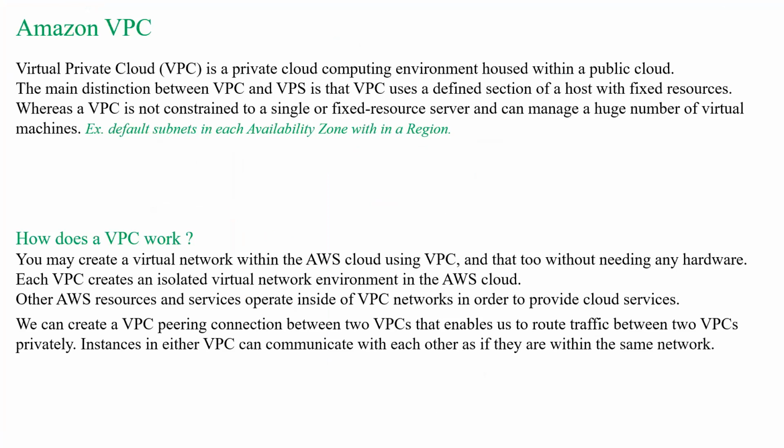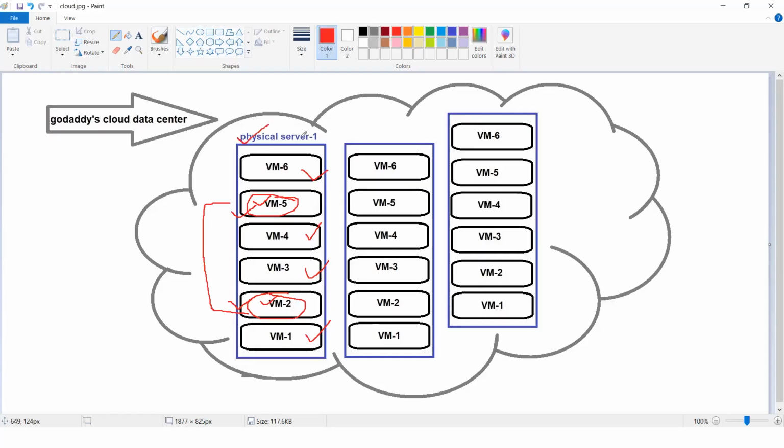So we can create a VPC peering connection between two VPCs as well. That enables us to route traffic between two virtual private clouds privately. So instances in either VPC can communicate with each other as if they are within the same network. What does that mean? Now let us say this is physical server 1, here we have physical server number 2, physical server number 3. So here VM5 and VM2, let me remove all of them. Okay, so this is physical server 2, this is physical server 3.